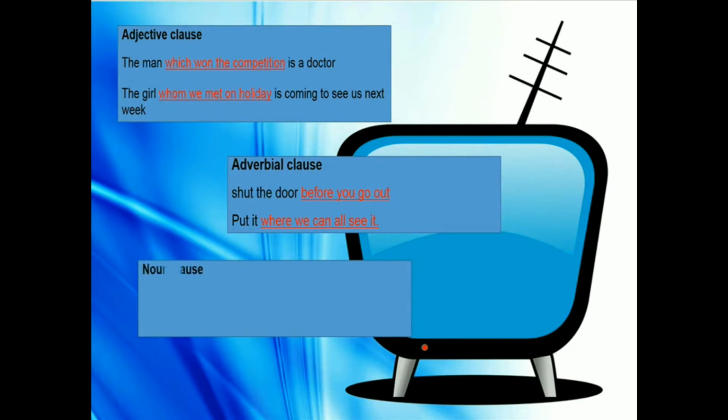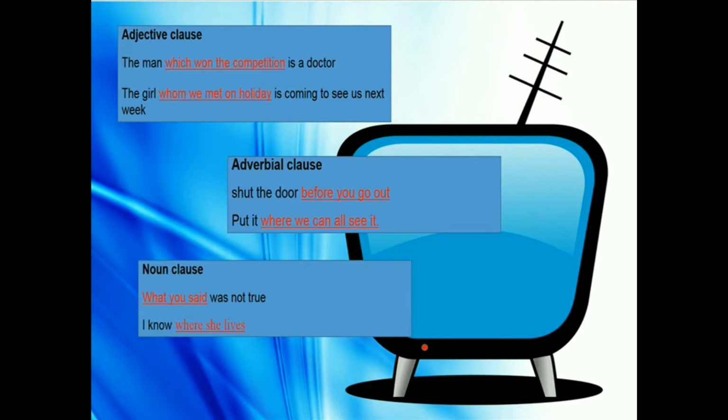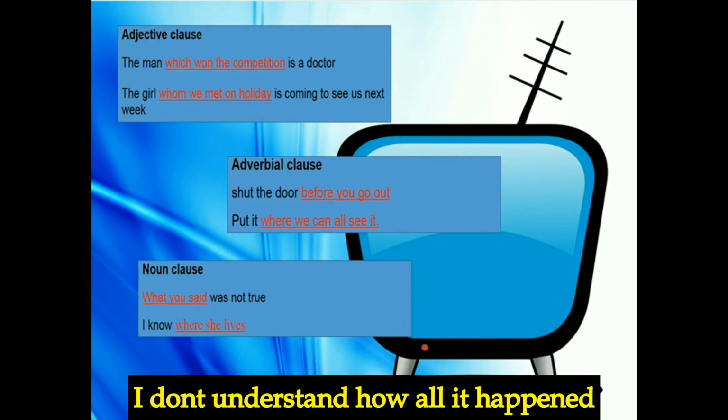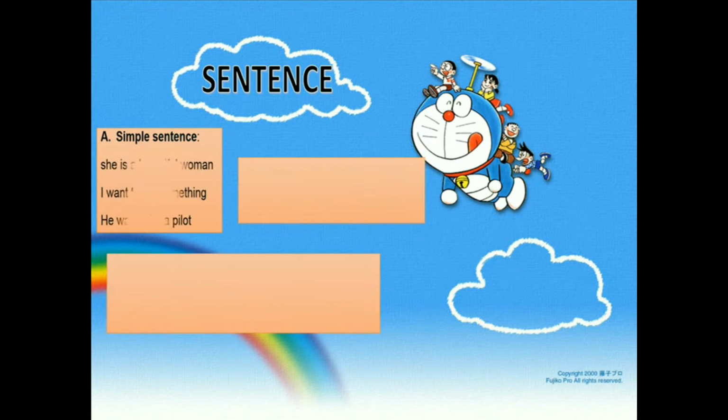Next, noun clause. It functions like a noun. Example, what you said was not true. I know where she lives. I don't understand how it all happened. Sentence. Simple sentence. She is a beautiful woman. I want to eat something. He wants to be a pilot.